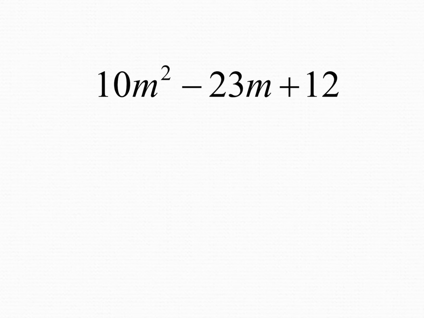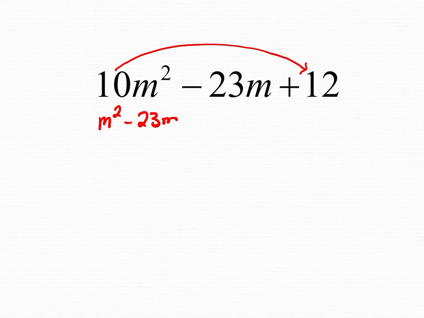So notice here that, again, we don't have a greatest common factor. Nothing goes into 10, 23, and 12. And so we're, again, going to multiply the 10 times 12. And we're going to get m squared minus 23m plus 120. And again, some of you may look at that 120 and go, well, I don't know what multiplies to give that and adds to give 23.